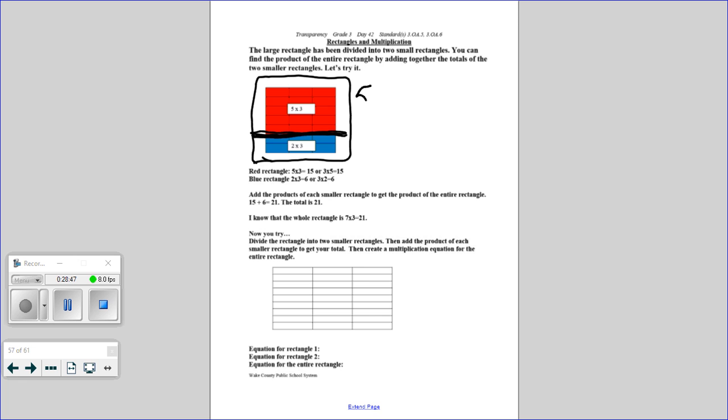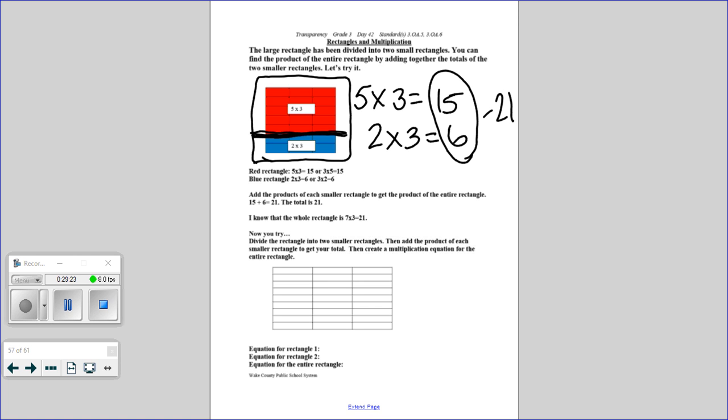So we have 5 times 3. What is 5 times 3? Ashton? 15. What is 2 times 3? Skip count by 2s if you don't know, or you can count the boxes. Kylie? 6. Now we add up these 2 products together to figure out the total rectangle. 15 plus 6 is 21. Okay? This is just break apart, but in picture form.